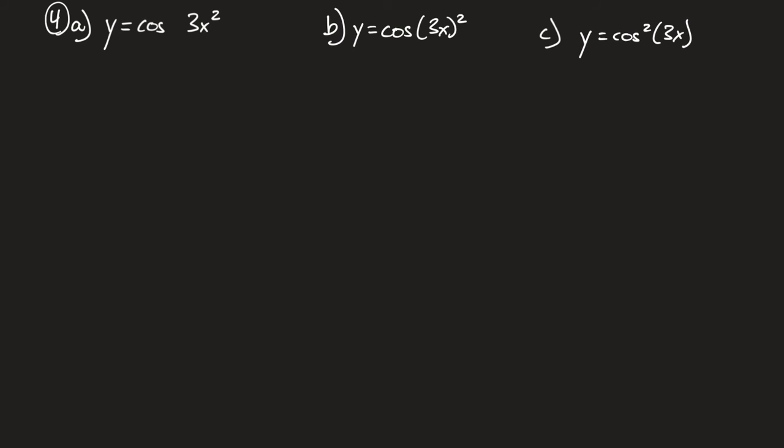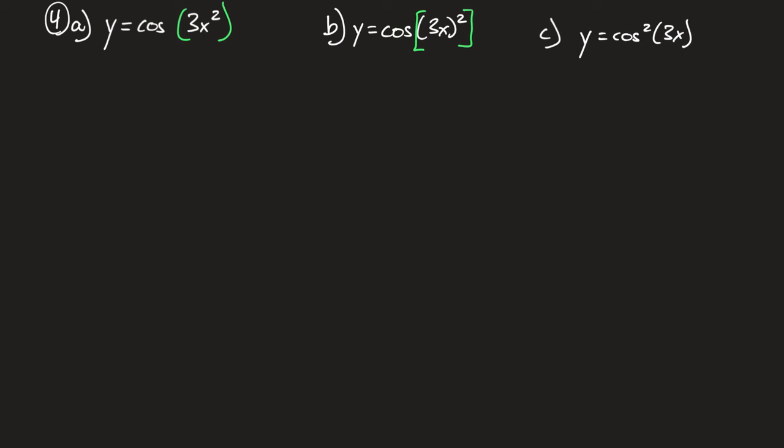For this last example problem, I want to take a look at essentially the placement of an exponent, because I really have here with number 4, 3 different problems that all look very close to each other. For A, I have y is equal to the cosine of 3x squared. I think it's important to note that it's the 3x squared that we're taking the cosine of. And then in B, I have the cosine of 3x, that quantity squared. Again, I think it's important to note that I'm taking the cosine of 3x and then squaring it.